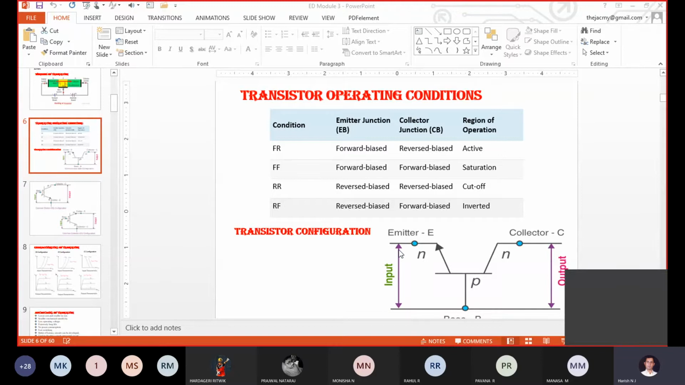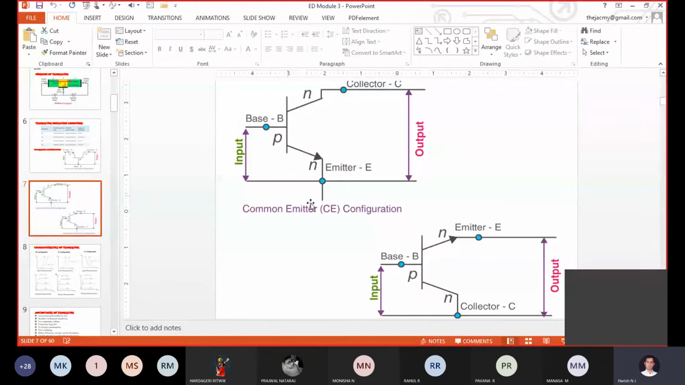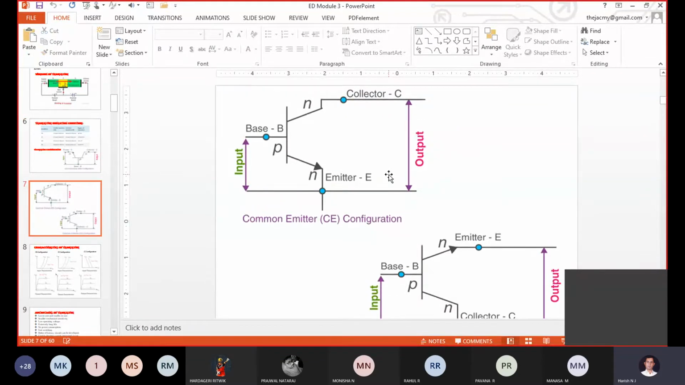If you want to calculate the gain factor for this configuration, alpha will be equal to IC divided by IE. It is clear, correct? So this is for alpha. The same way, coming to beta, the second configuration, common emitter configuration. In the common emitter configuration, which is the output current and which is the input current?